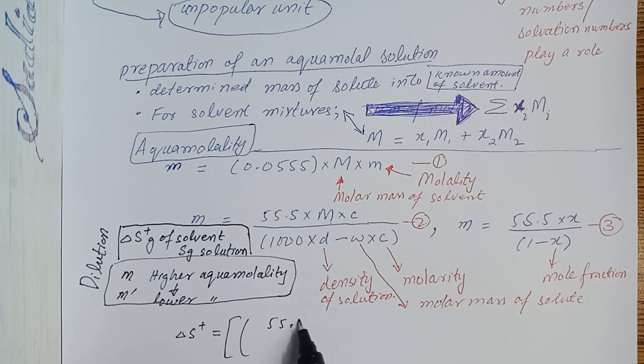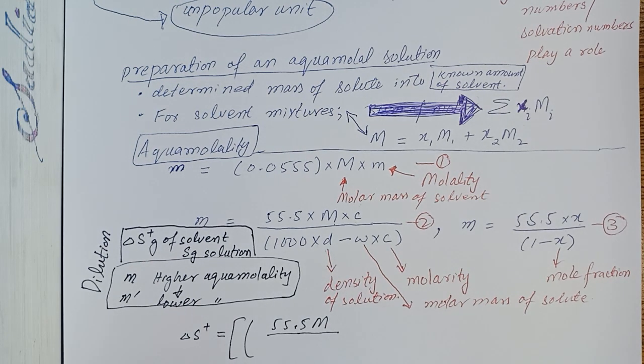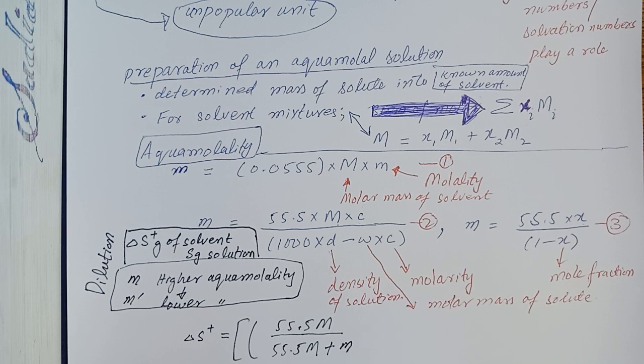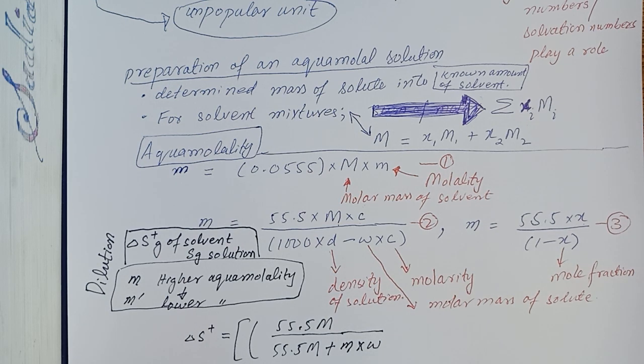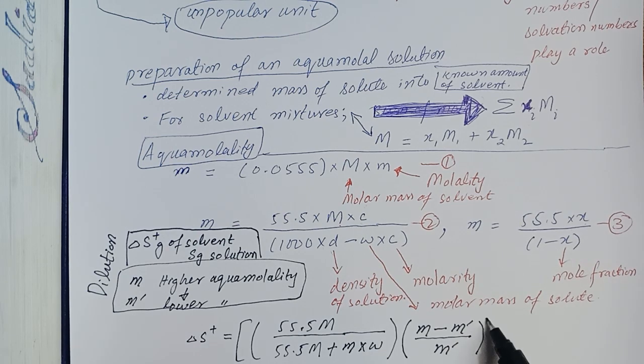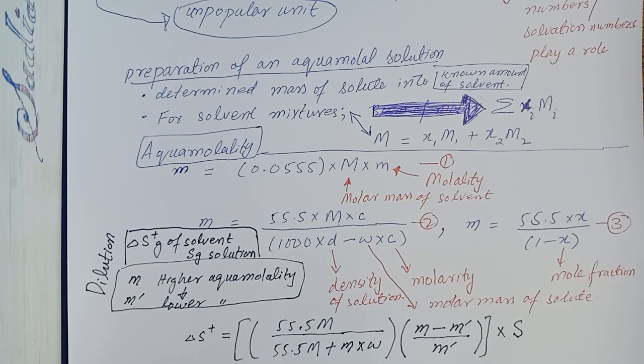So we need to follow the formula: 55.5 into molar mass of the solvent, over 55.5 into molar mass of solvent plus aquamolality at higher concentration into weight of the solute, and aquamolality at higher concentration minus aquamolality at lower concentration or diluted form, over aquamolality at lower concentration, and S is the number of grams of the solution that has become with addition of this amount of solvent for the dilution.